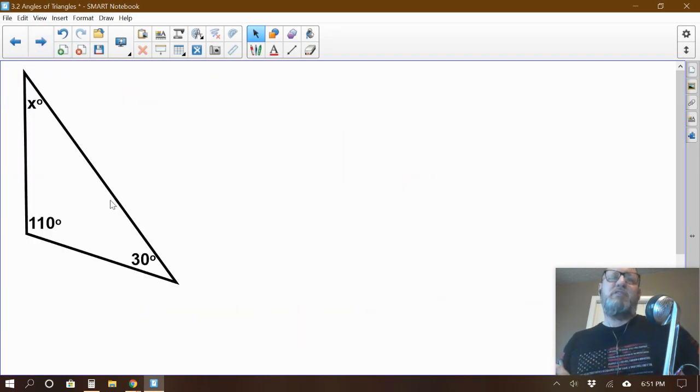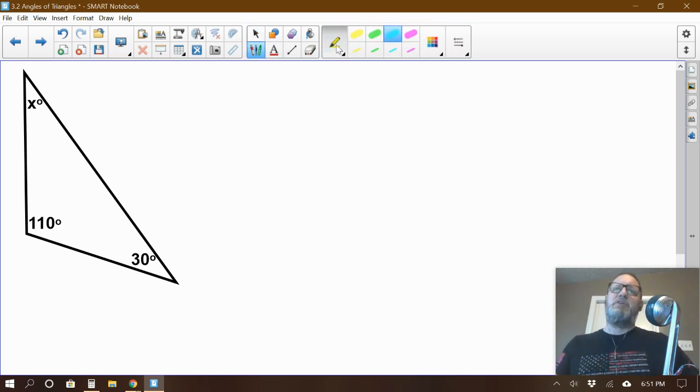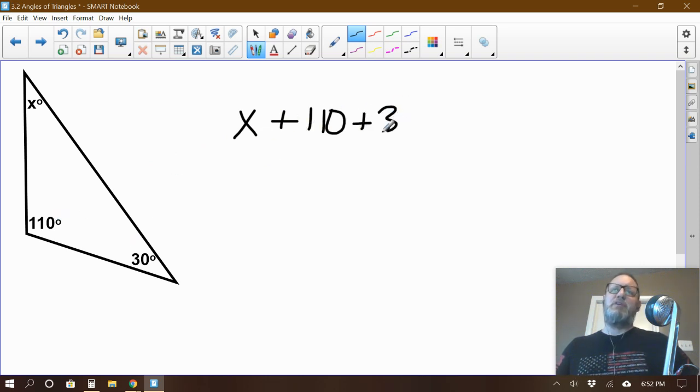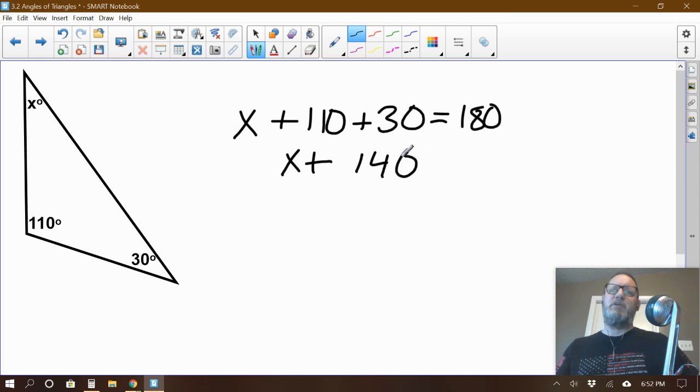So here I got myself a little example, and let's see if we can solve for this missing angle here. If you recall the formula on the previous page, it was X plus Y plus Z equaled 180. Except this time my three angles are X plus 110 plus 30. And you remember what that equals? Yep, 180 degrees. Alrighty. Let's combine our like terms here. So that would be X plus, what's 110 plus 30? Well, that's 140. Still equals 180.